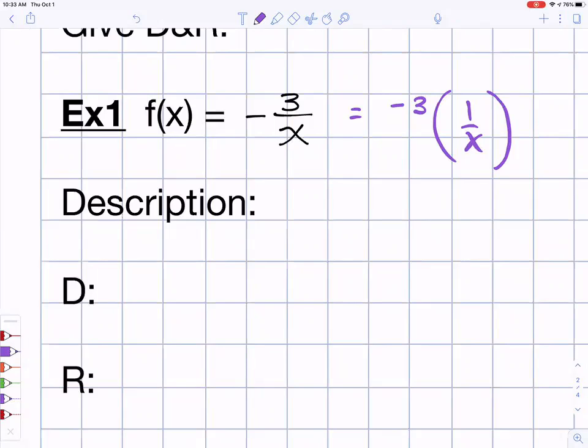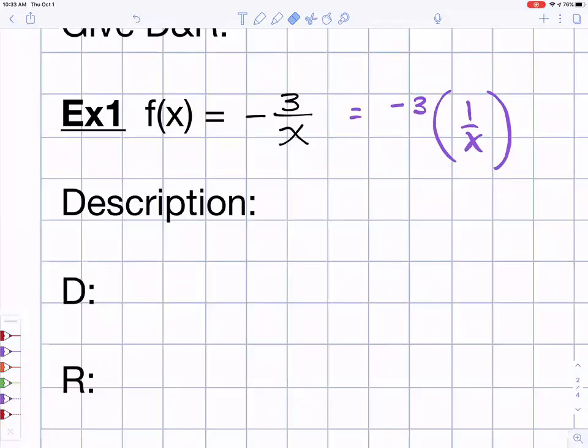Hey, that 3, if you made it into a fraction, what would it look like? 3 over 1. And if you multiplied the tops and you multiplied the bottoms, would you get the original equation? Yeah, because 3 times 1 is 3, 1 times x is x with a negative, right? So it's the same thing. I haven't changed the equation. All I've done is make it look more like the parent. And now that it's written like this, a description isn't so difficult.